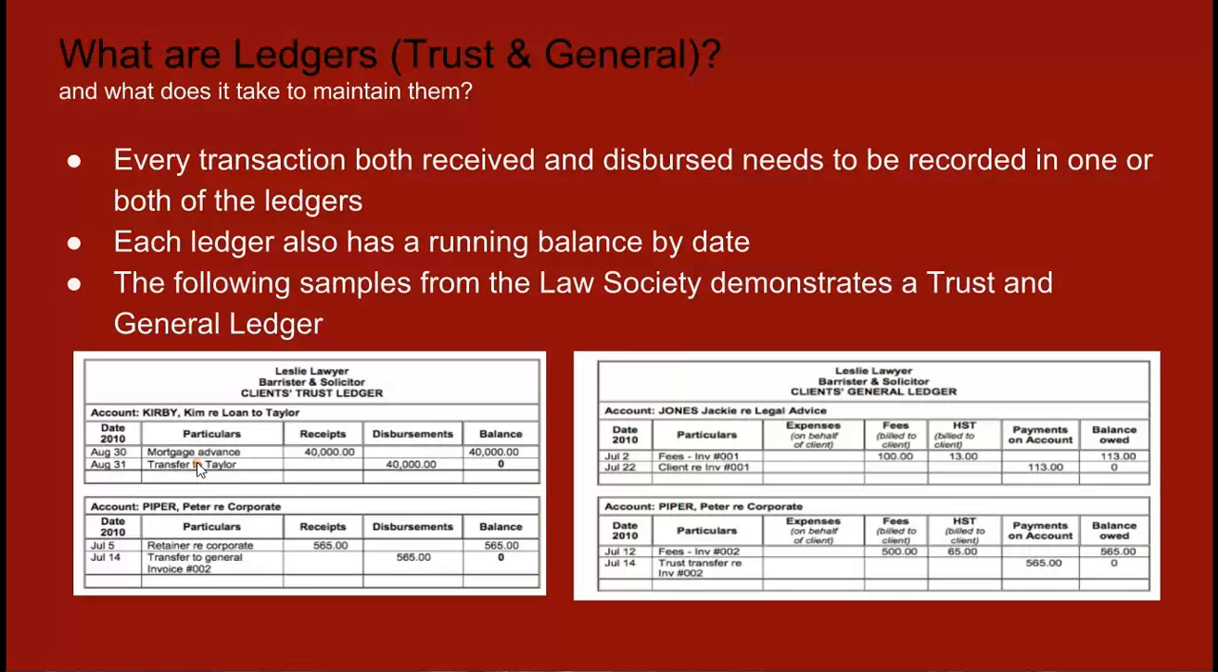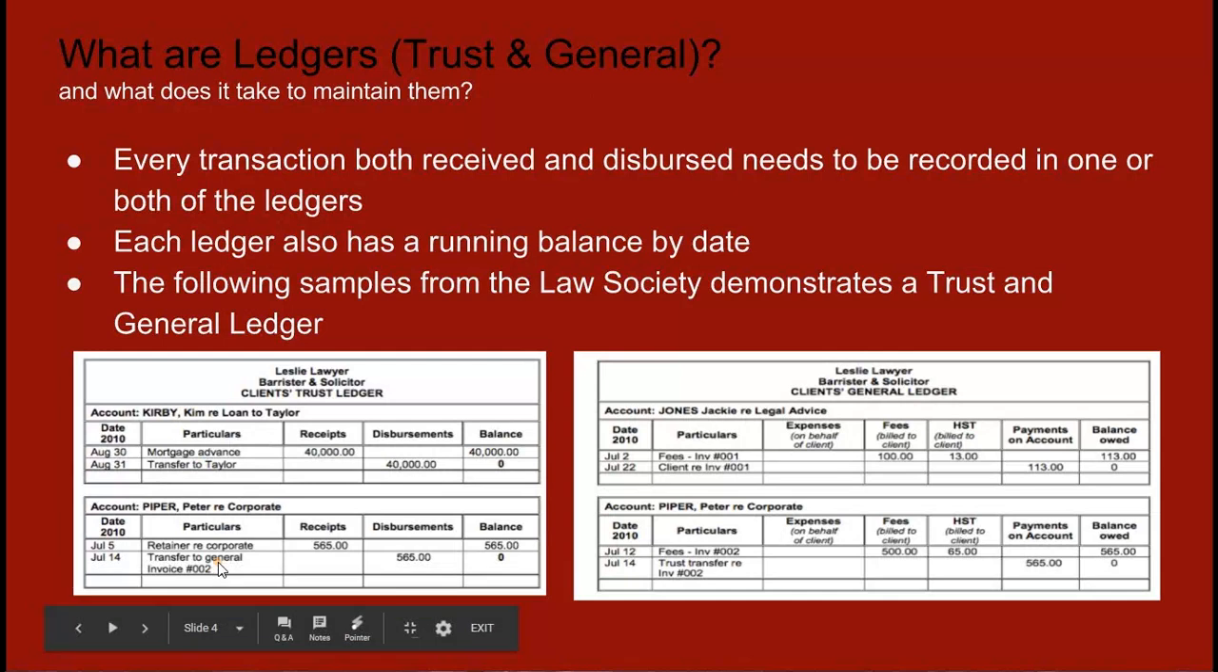So what is the description of that transaction? Okay, it's a mortgage advance that's being put into your trust account. So it's received as $40,000. Okay, so on August 30th, the balance was $40,000 in this trust account for this particular client, and on August 31st, that was transferred to Taylor. Okay, so this is regarding a loan to Taylor, so money coming in and then money leaving the trust account, and the balance hence being zero.